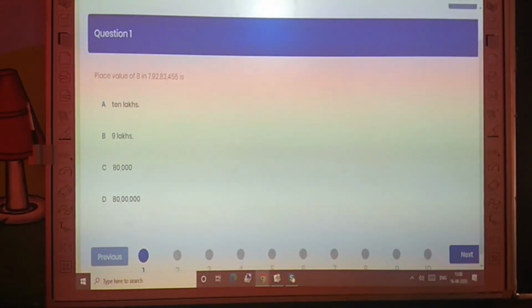Next, the test part. Question number 1. Place value of 8 in 7 crore 92 lakhs 83,456. Option A, 10 lakhs, option B, 9 lakhs, option C, 80,000, option D, 80 lakhs.